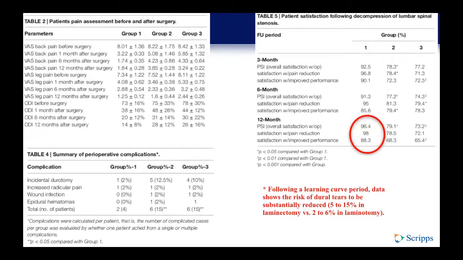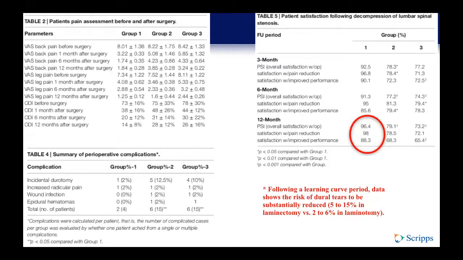So here's some of the data from their study. Group 1 was the bilateral laminotomy, group 2 was the traditional laminectomy, and group 3 was the trumpet. You can see that at 12-month follow-up, the bilateral laminotomy group had better overall patient satisfaction, pain reduction, and improved performance. Anatomically, this can make sense, considering that theoretically you're preserving a lot of the structures and not stripping the muscle as much.